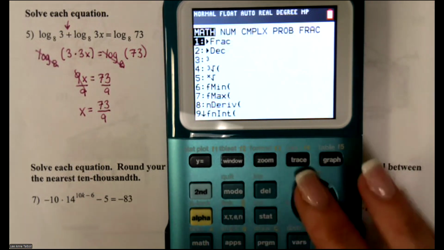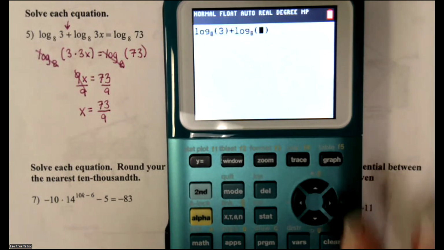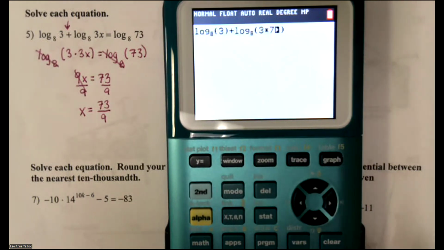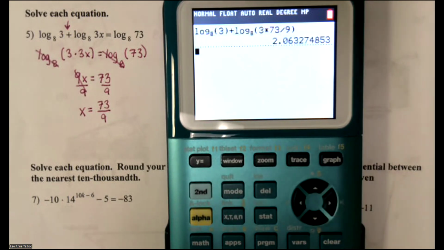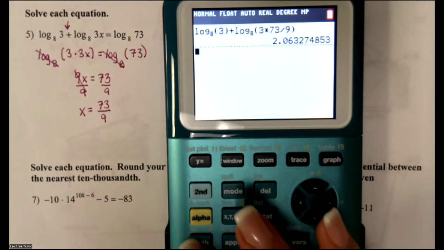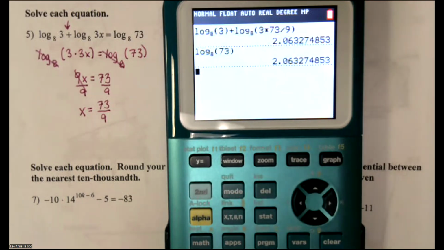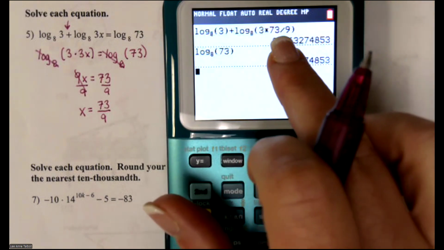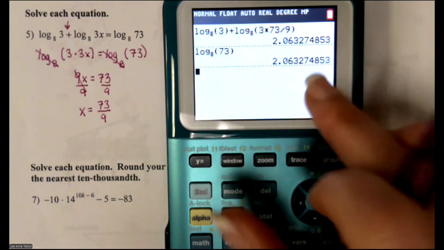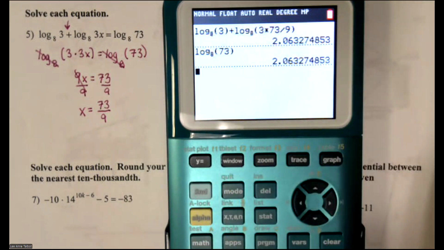plus math log base 8 of 3 times 73 divided by 9. Gross decimal. Math log base 8 of 73. Same gross decimal. And notice, because I did the exact form of 73 ninths, I got exactly the same thing. If you rounded this, these two decimals would be very close, but not exactly the same.